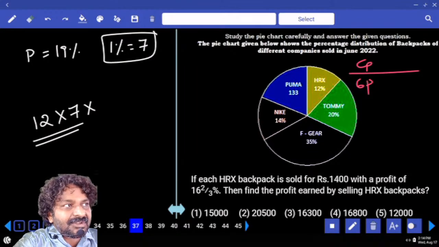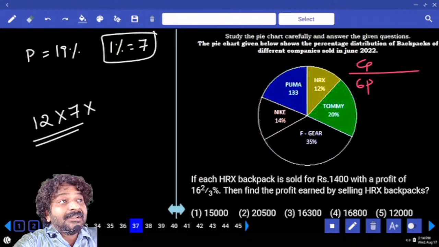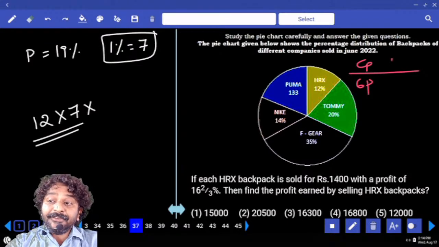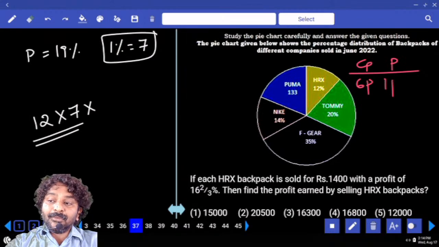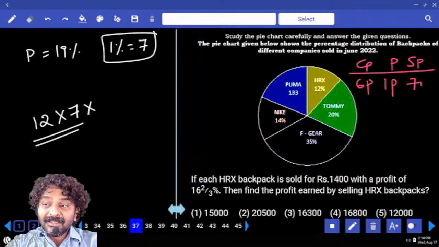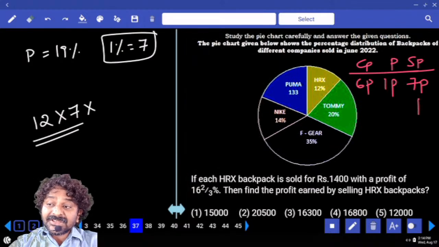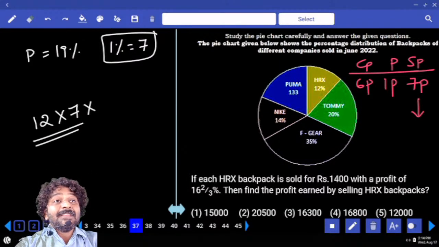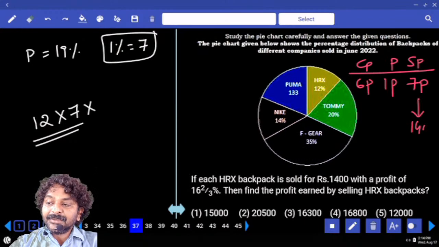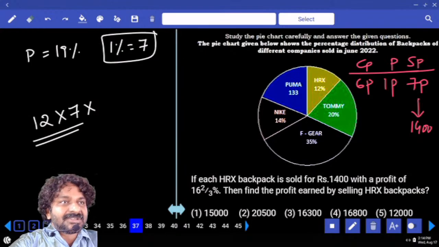16 2/3% is 1/6 only. What is the denominator? Hence we are taking 6 parts. Then how much is profit? 1 part. Then what is the total selling price? 7 parts. Clear? And in the information we were given the selling price of each item. How much is that? In terms of number of parts, it is 7 parts only.